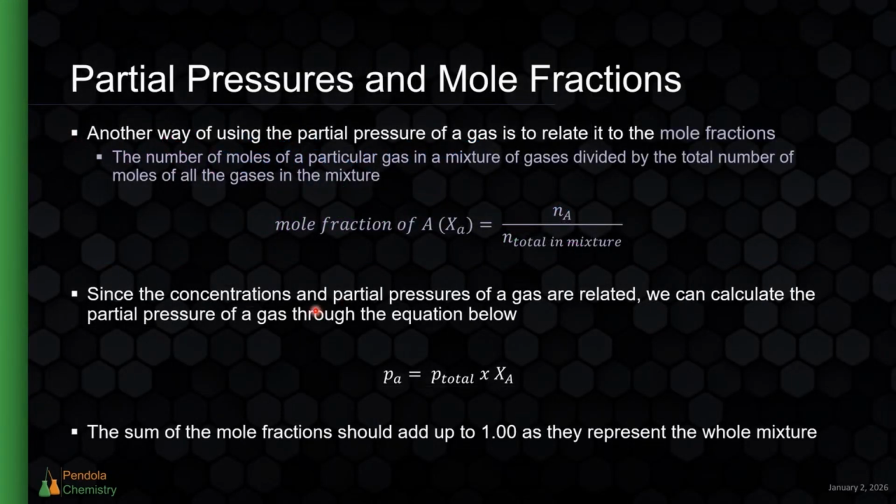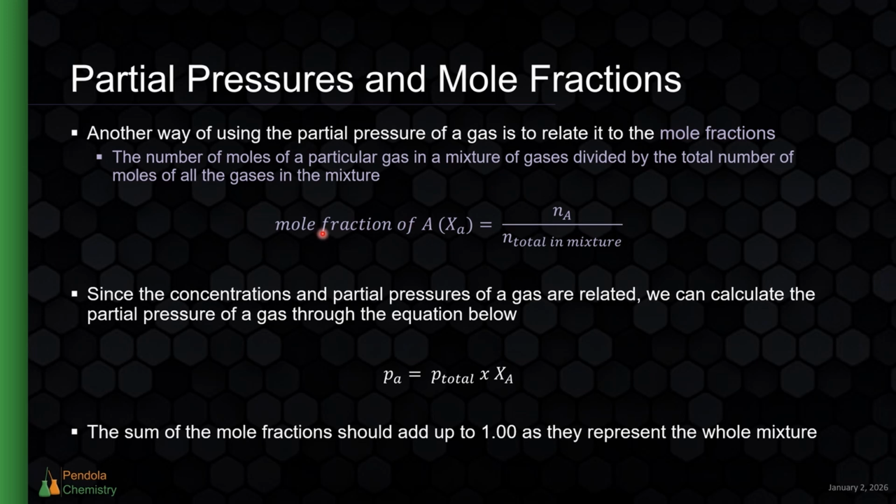So let's keep going. Let me get rid of all this. Partial pressures and mole fractions. This is something we're going to use in order to figure out partial pressures. Unlike the question we just did, where the partial pressures were just given to you, sometimes you will need to find the partial pressures based on what we call mole fractions. So let's first talk about what a mole fraction is. A mole fraction is the number of moles of a particular gas in a mixture of gases divided by the total number of moles of the gases in the mixture. It is essentially a percentage: what percentage of all the total moles of every chemical in a mixture are of a specific gas?